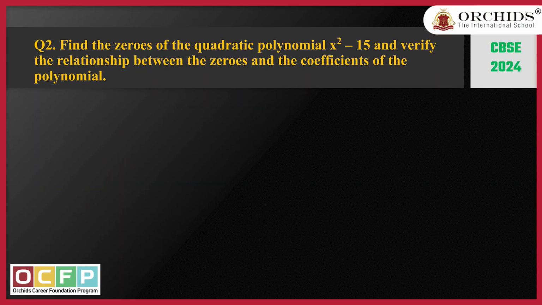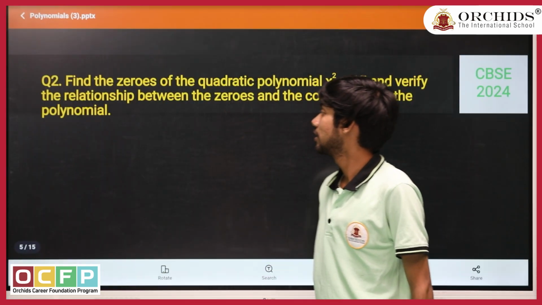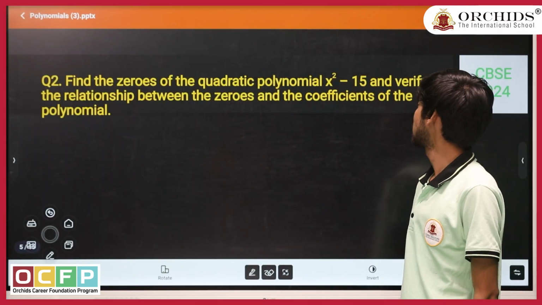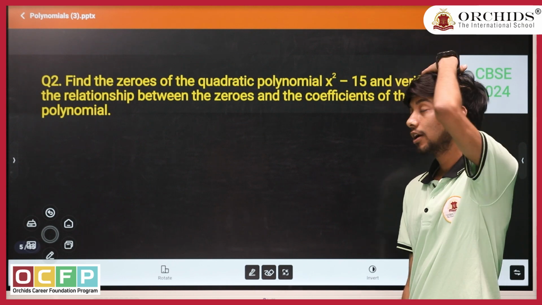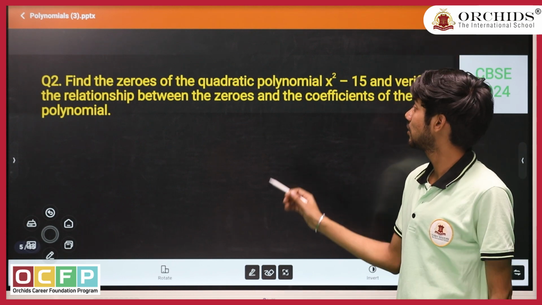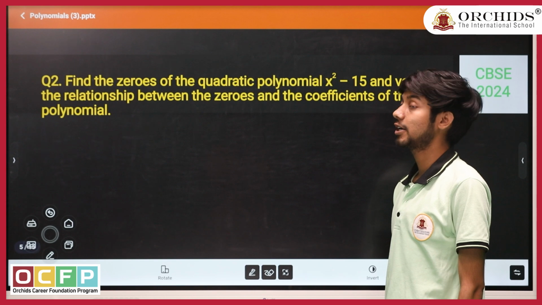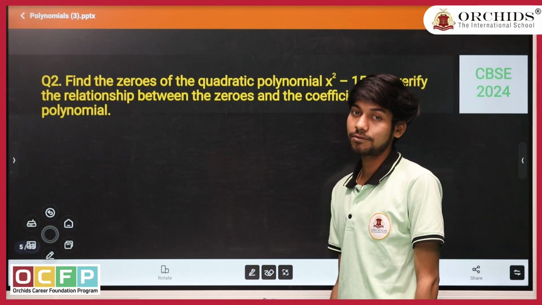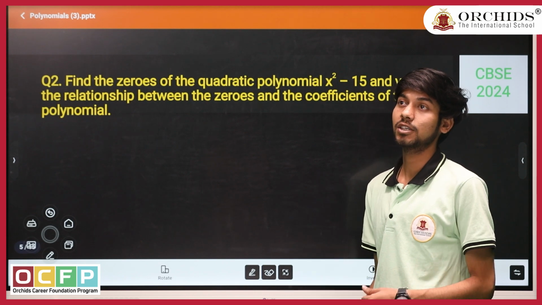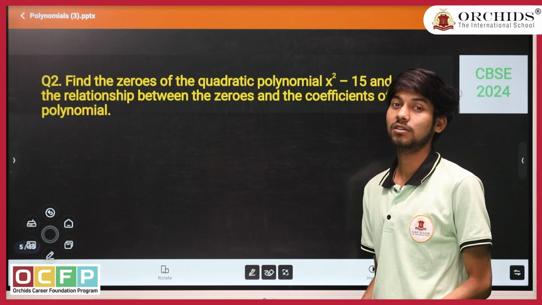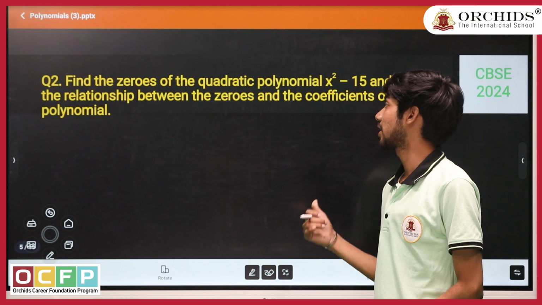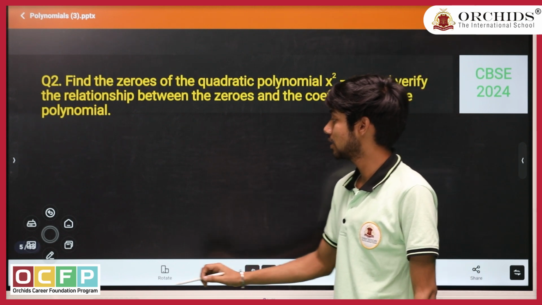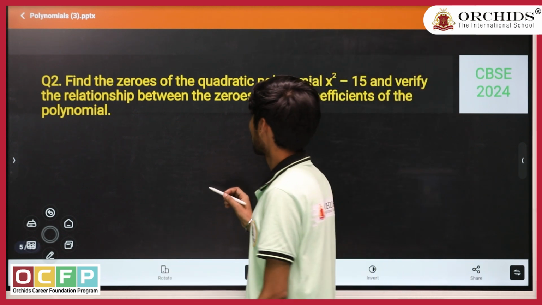So this question was asked in the CBSE board 2024 exam, and what is the question? Find the zeros of the quadratic polynomial x square minus 15 and verify the relationship between the zeros and the coefficients. It's a very easy and very standard question. This type of question they definitely ask in every exam, so make sure you practice this type of question. So let's move with the solution.